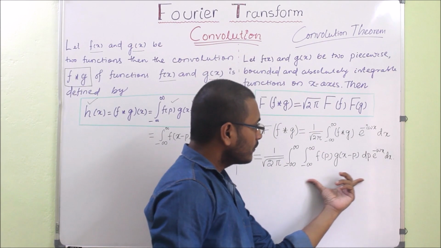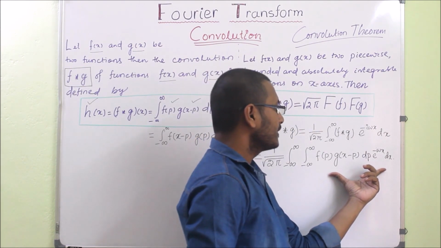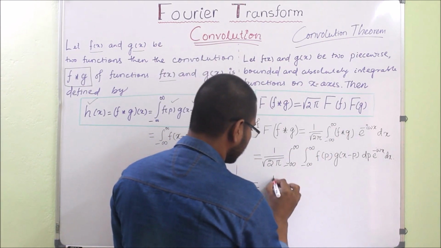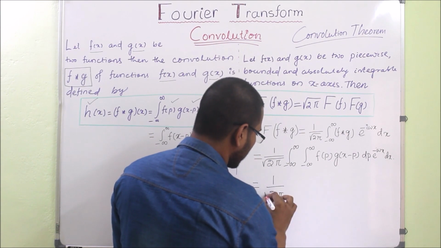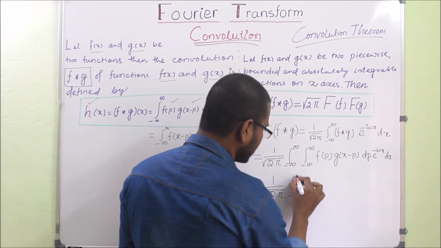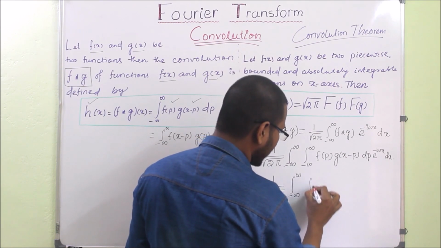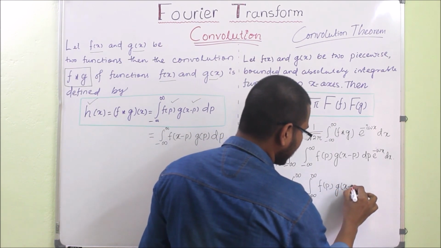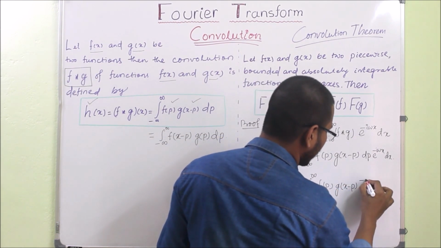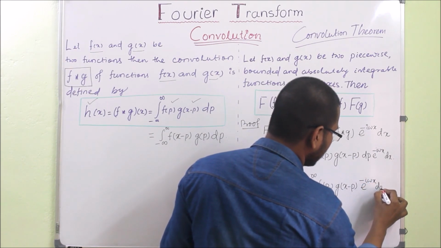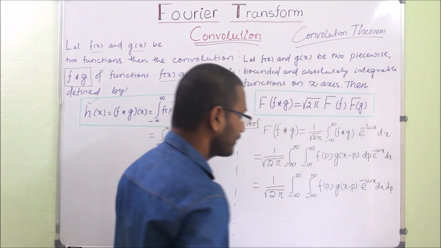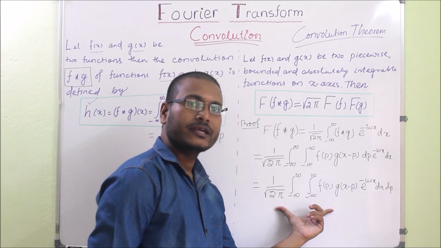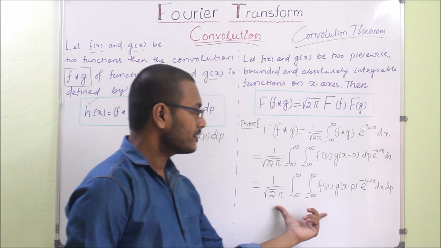Now what will we do? We know that if we have a double integral, then we can interchange the order of integration. So how do we interchange that? We have to write 1 by square root of 2 pi, integration from minus infinity to infinity, again integration from minus infinity to infinity, f of p g of x minus p e to the power minus iwx dx dp. Clear? Now the simple thing we have to do is integrate this double integral.